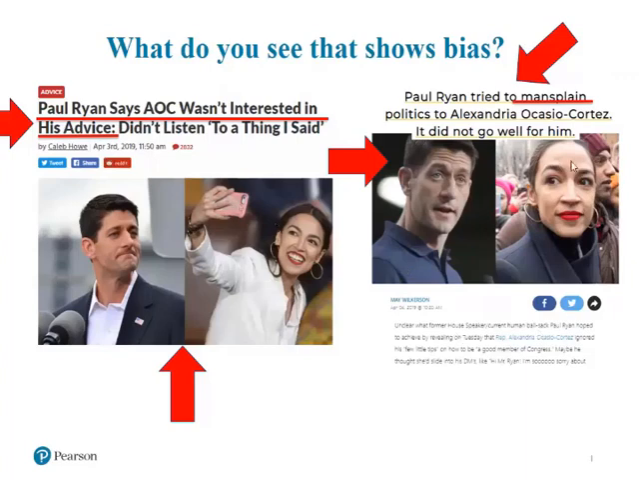How can you see that bias? You're absolutely correct, Gareth, the left is making AOC out to be wrong, and the right is making Ryan out to look like a buffoon. And what word are they using on the right side that can help you see that bias? Mansplain, he got it right there.